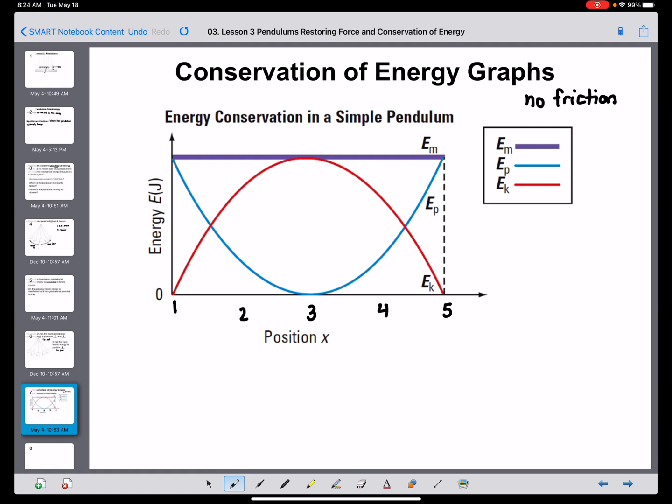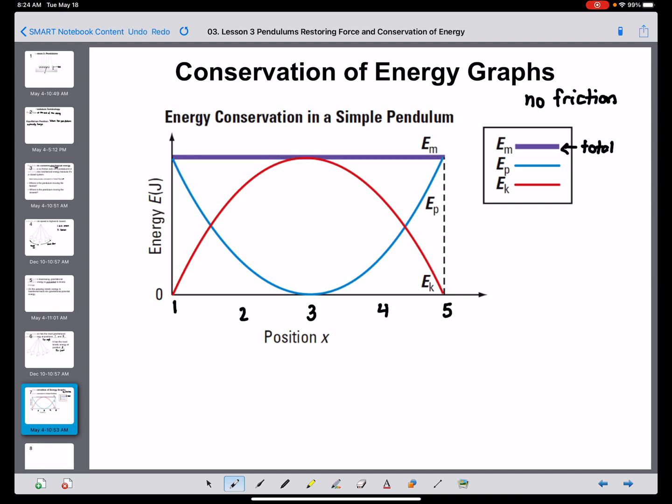And what we can see here is that the purple line represents the mechanical energy. So this is like the total energy. So if you look at the purple line, it is just staying the same as time passes, right? It's not getting bigger or smaller. And that's because mechanical energy is conserved.